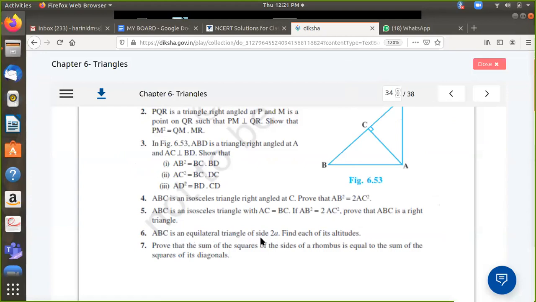ABC is an equilateral triangle of sides 2A. So the side of the triangle is given as 2 times A. Find each of its altitudes. So draw the equilateral triangle first.